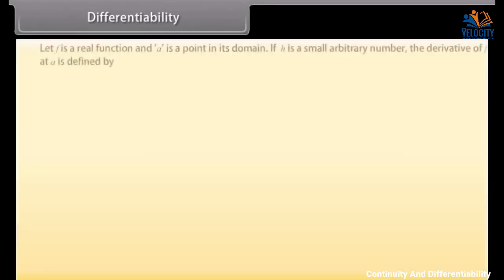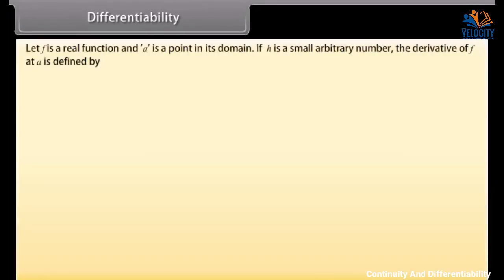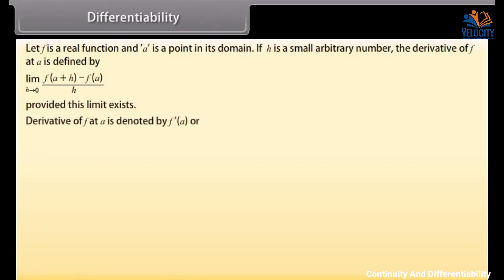Differentiability. Let f be a real function and a be a point in its domain. If h is a small arbitrary number, the derivative of f at a is defined by limit h approaches 0 of f of a plus h minus f of a, divided by h, provided this limit exists. The derivative of f at a is denoted by f dash a or d by dx of f of x at x is equal to a.